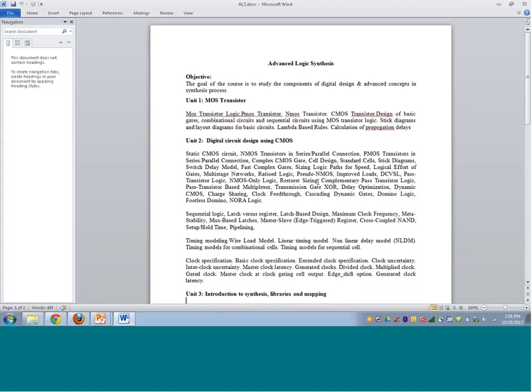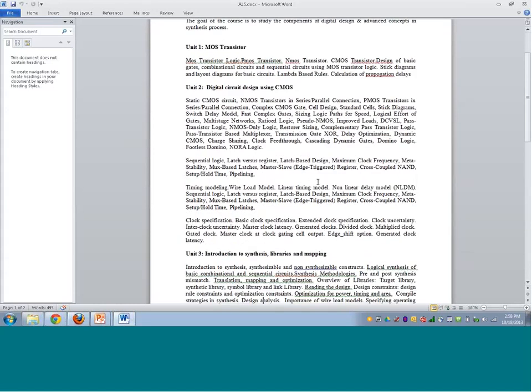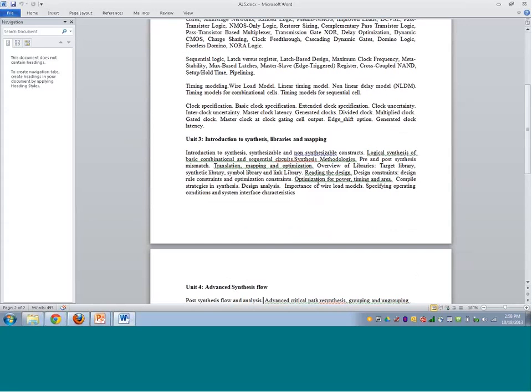Then from Unit 3 onwards, we would look into the process of synthesis. We'll look into what libraries are and what the different kinds of views are. We'll also see how we write RTL code, and what construct of RTL corresponds to what part of the digital design. Then we'll see the whole process of synthesis.